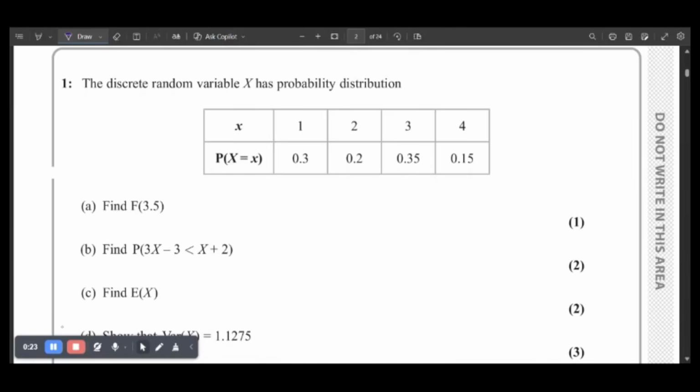In question number 1, we are given a discrete random variable x and the probability distribution for that variable has been given in the table. In part A, we have to find F(3.5).